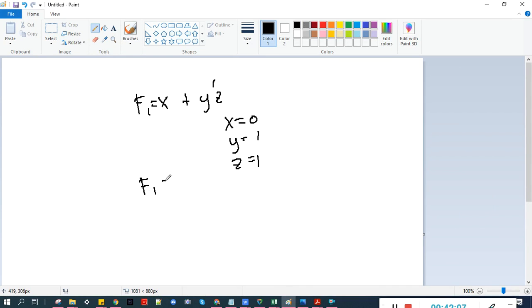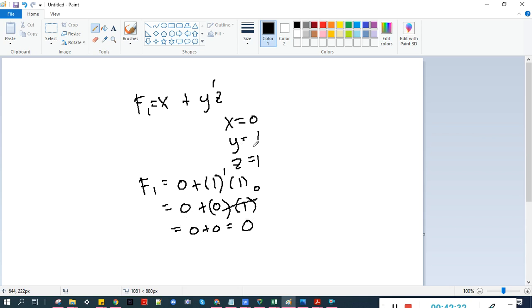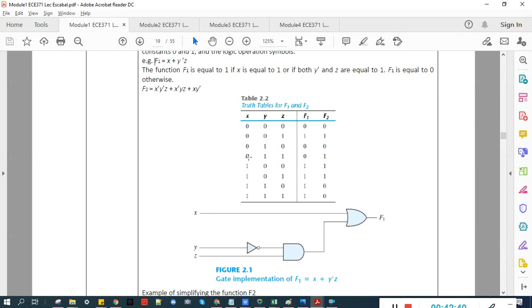What will be the value of f1? Substitute the value: 0 or y prime. So 1 prime, and then we AND with 1. 0, and what is the complement of 1? That's 0, then 1. But if we AND 0 and 1, that's still 0. So 0 or 0 is 0. So we expect the output f1 to be 0 if our input is 0, 1, 1.